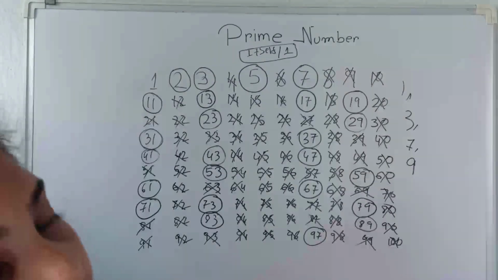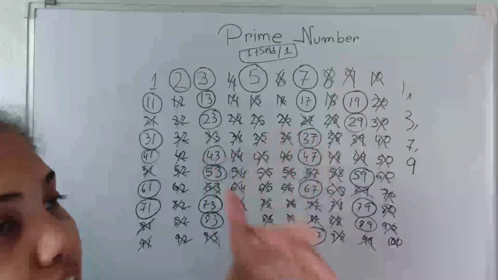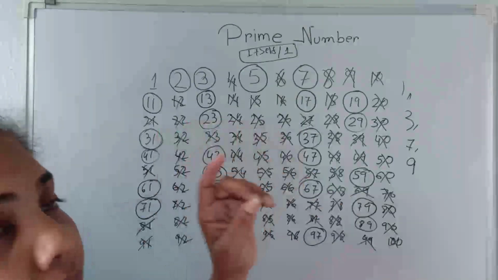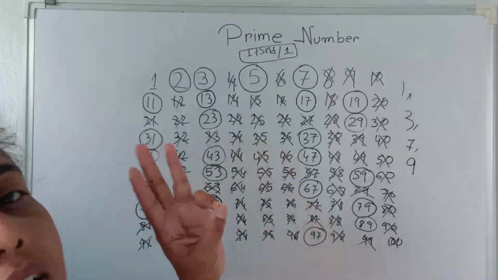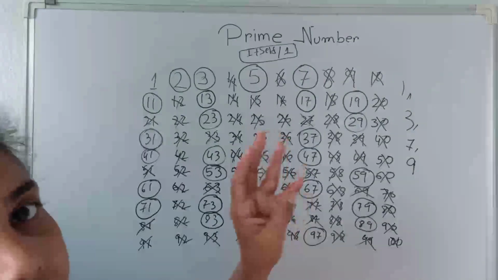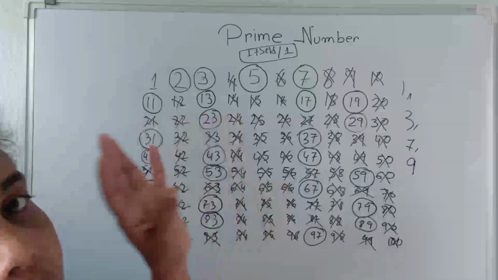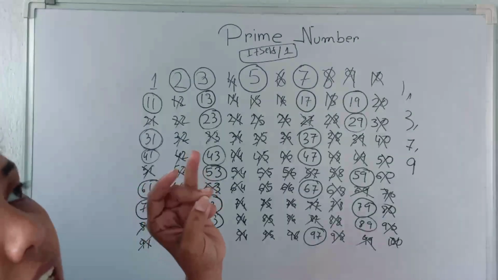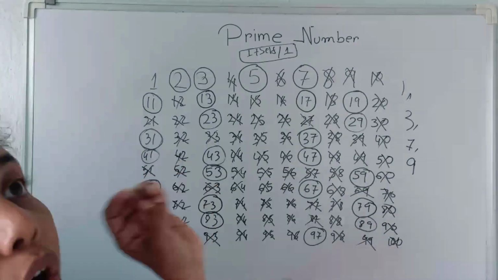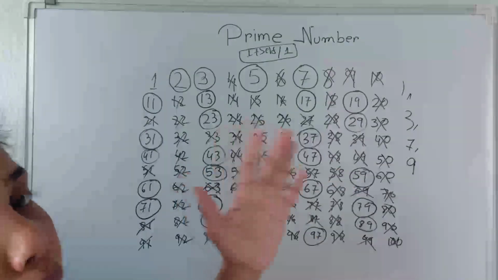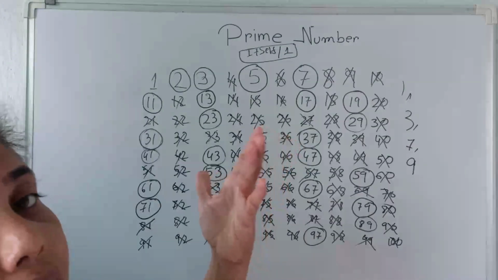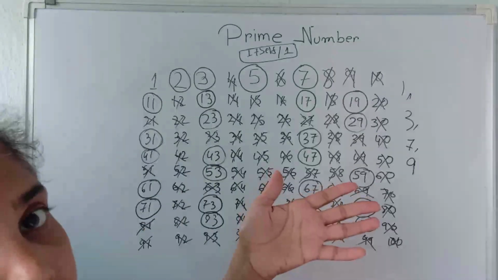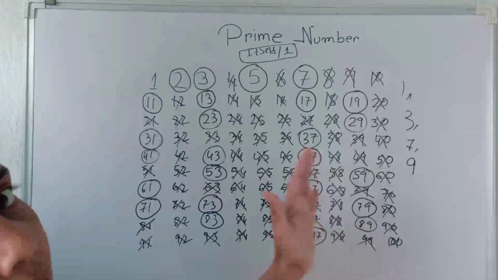Whenever you have to find a prime number between 10 to 20 or 20 to 30 or 30 to 40, you only have to check 4 numbers: the numbers that end with 1, 3, 7 and 9. Check whether they can be divided by any other number or not. If they can be divided by another number, then they are not prime numbers. If they cannot be divided by any other number, then they are prime numbers.